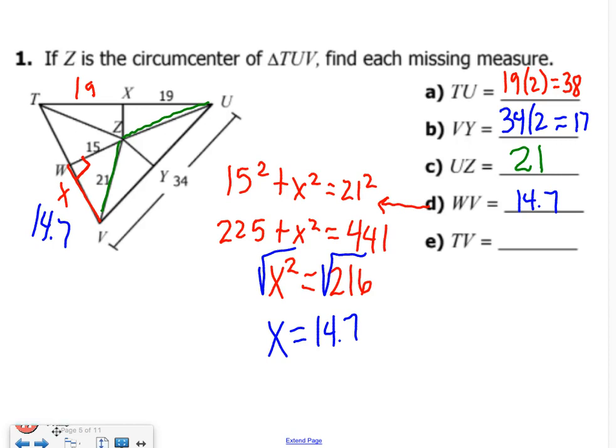And how are we going to find TV? Equidistance. Remember, this is the midpoint, so 14.7 times 2. Yep, plus 14.7. 29.4.